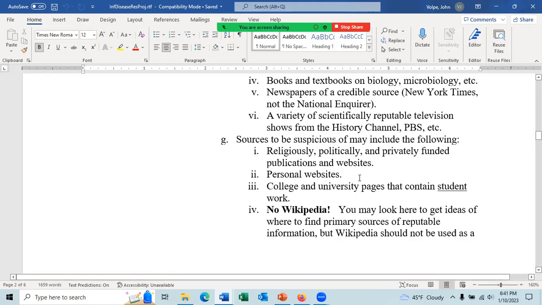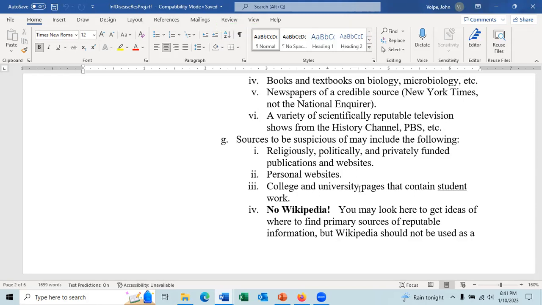Personal websites: anybody can put up anything on a web page. A college website that has student information, you should be very suspicious of that. Generally, college professors do not put up incorrect information, so college professors generally would be okay.